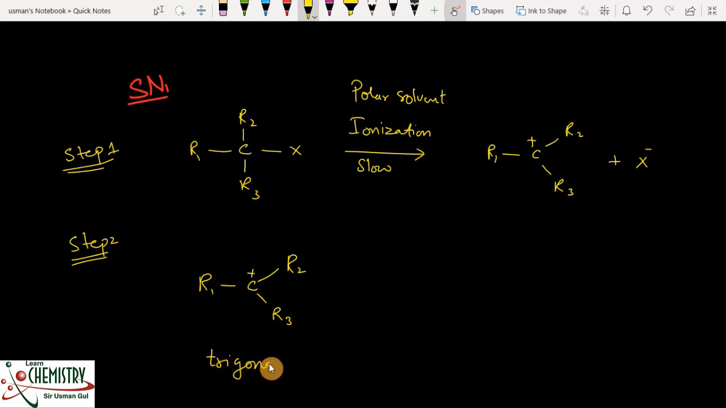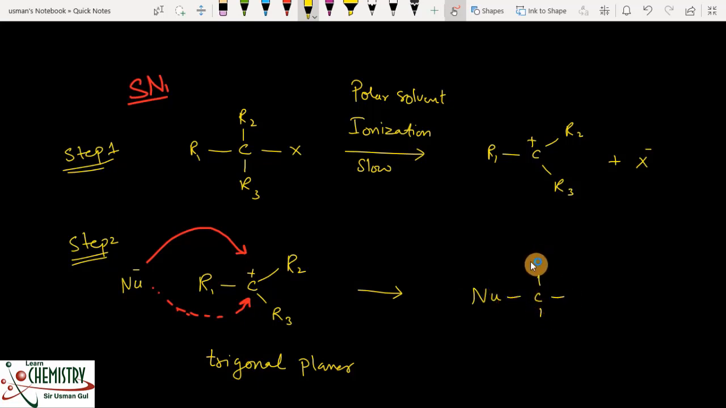Now remember that this structure is trigonal planar, and there is no negatively charged halide blocking it. So the nucleophile has a choice. It can come above the plane to attach to this carbon or below the plane to attach to this carbon. The nucleophile will directly attach and we will get our product, with R1, R2 and R3. Okay, good. Now this is our product.